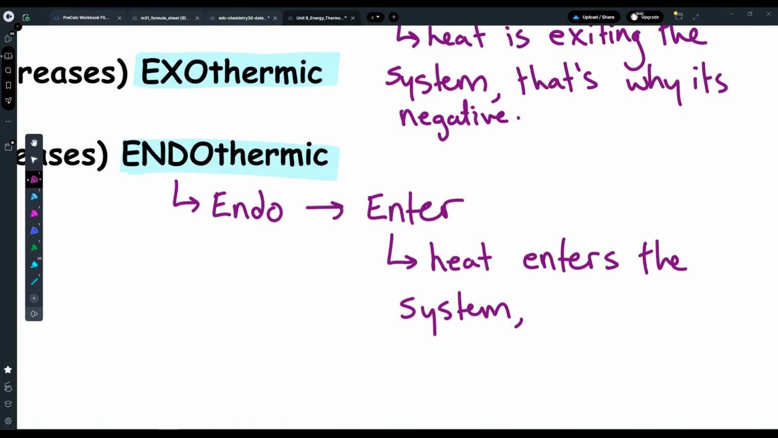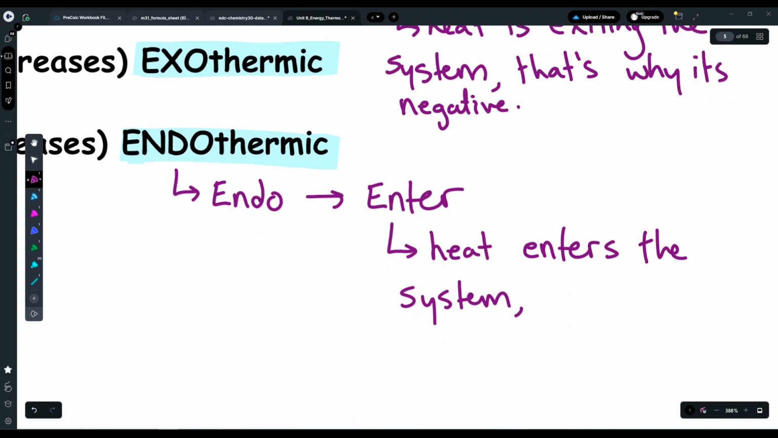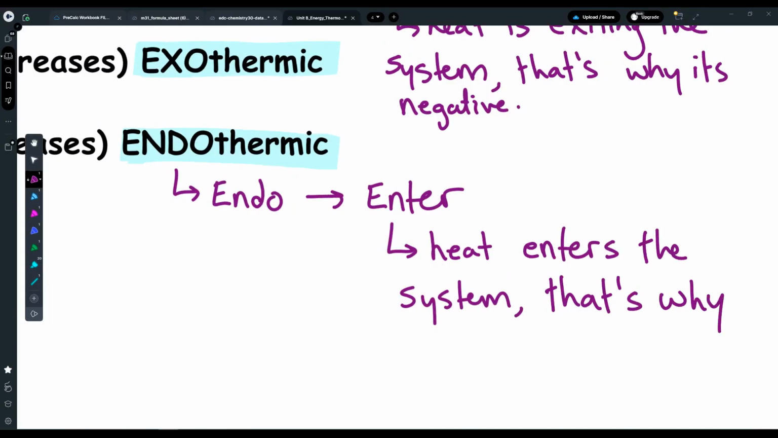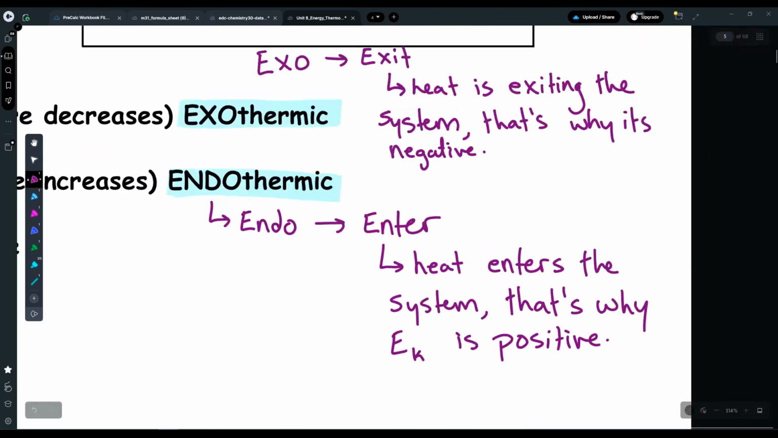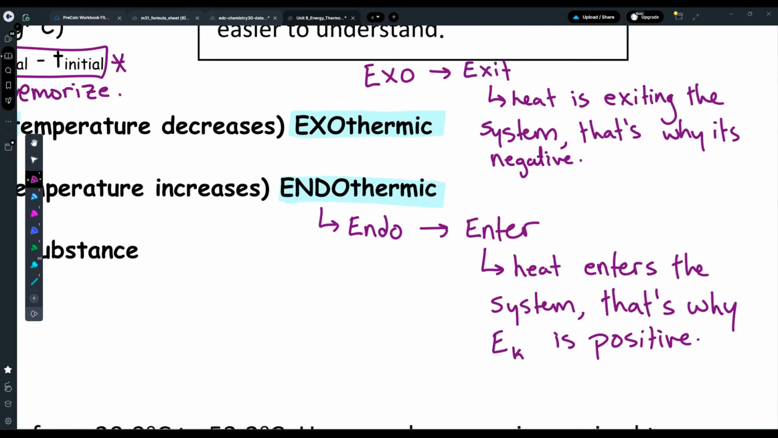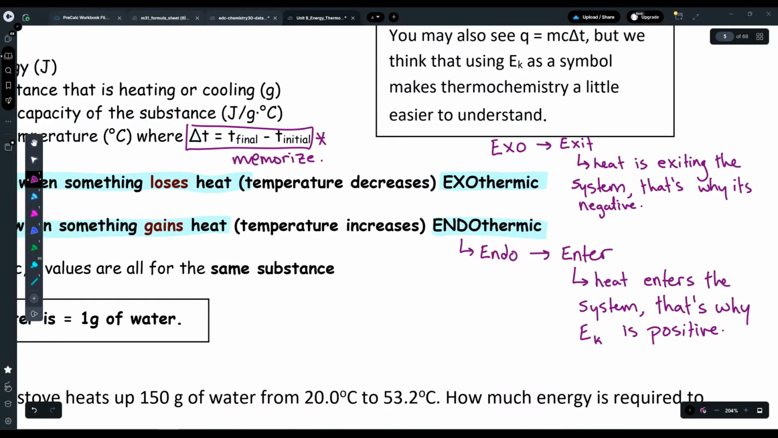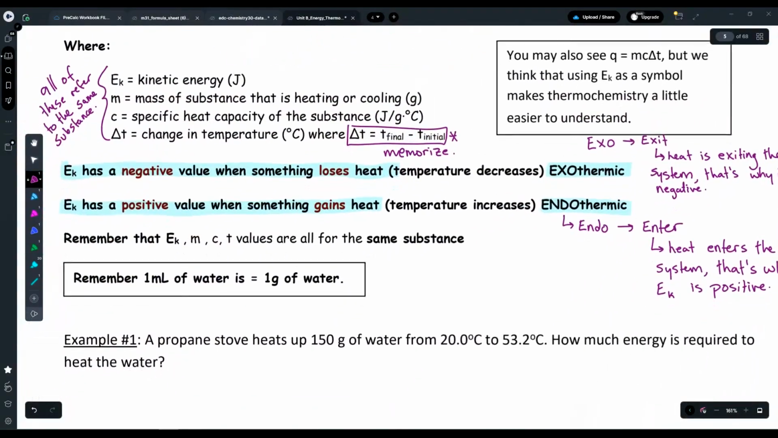So if heat enters the system, your system is gaining energy, so that's why kinetic energy is positive. I'm abbreviating kinetic energy to EK. You do need to understand the difference between exothermic and endothermic processes, and how heat is transferring either to or from the system.